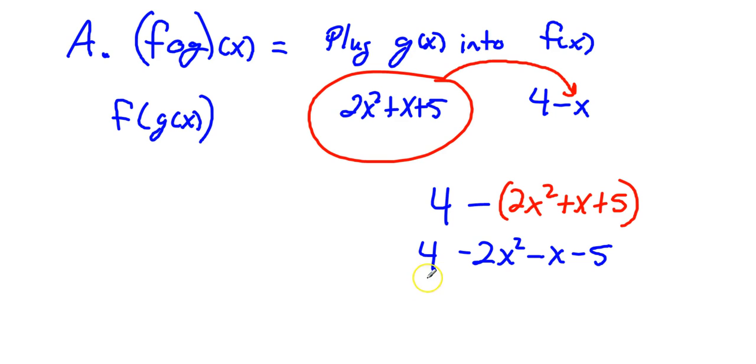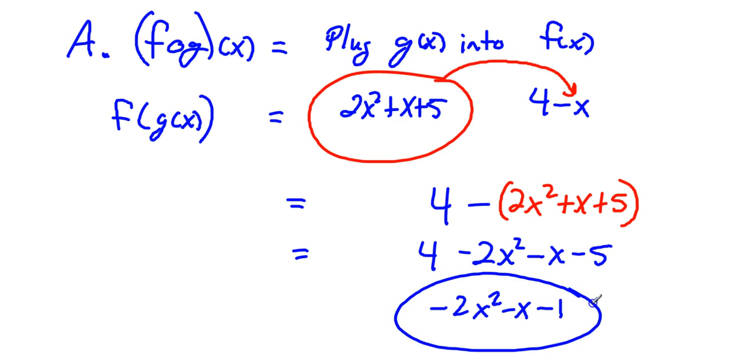Well, the only thing you can do is 4 minus 5. So that's going to be negative 2x squared minus x, and 4 minus 5 is negative 1. And that would be the final answer that you get for f of g of x.